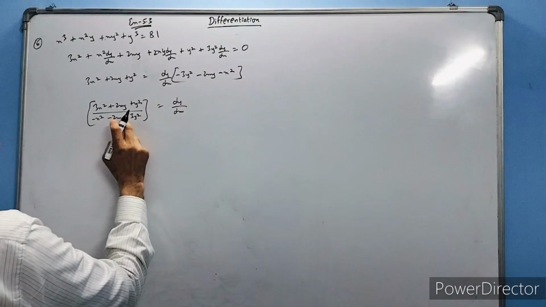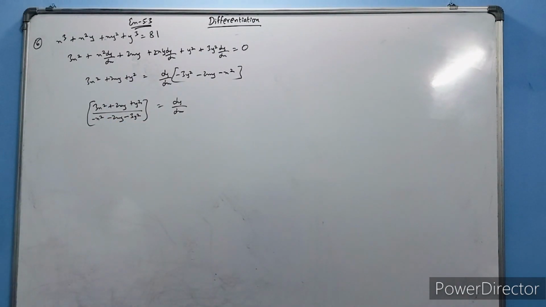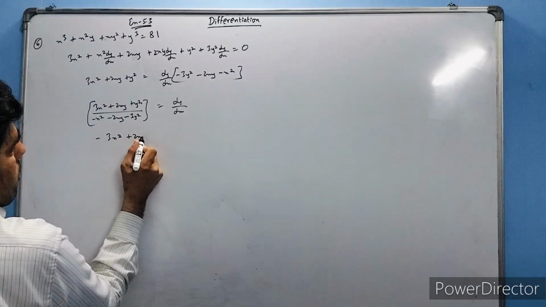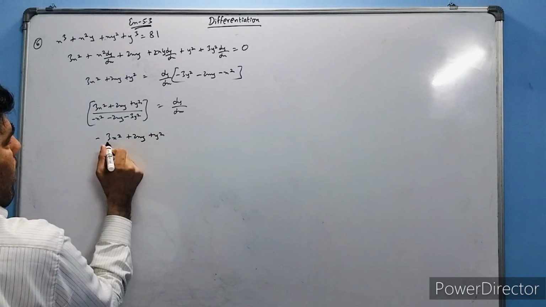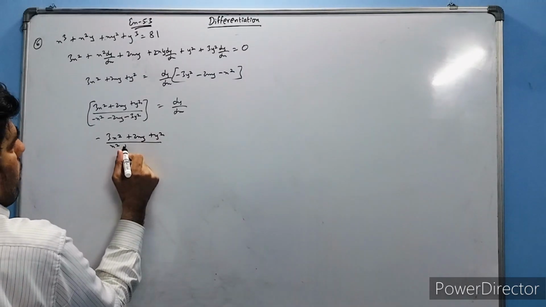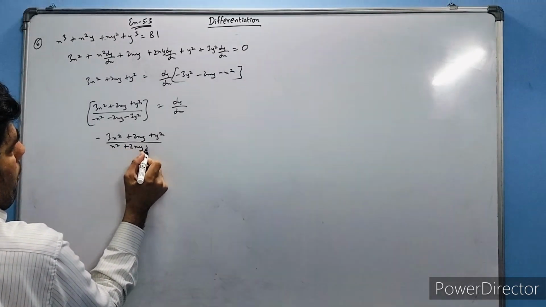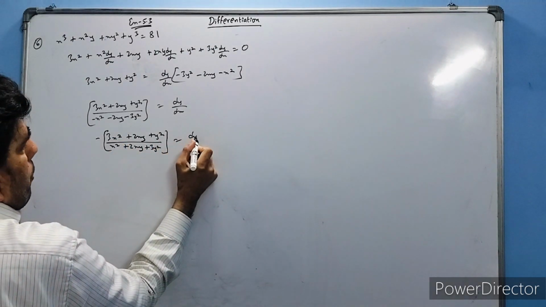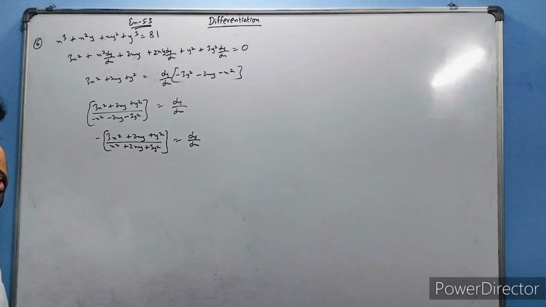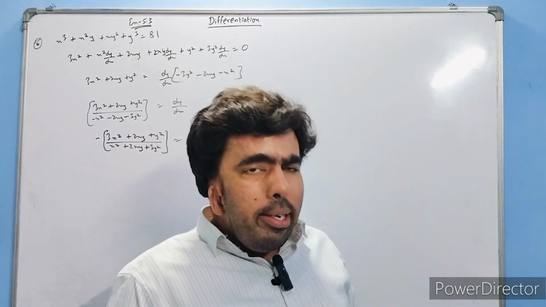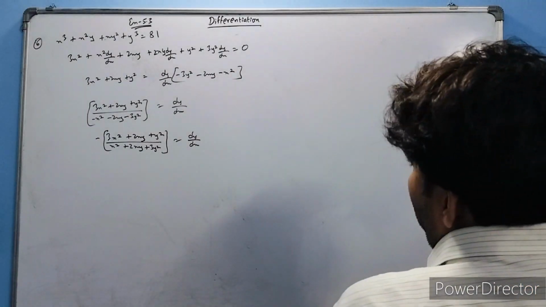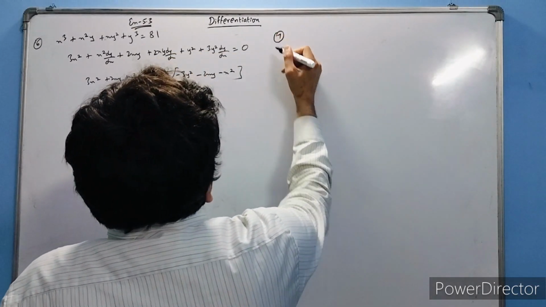So that is what we have here, that is minus. If I take the minus sign common here, I got 3x square plus 2xy plus y square upon x square plus 2xy plus 3y square is equal to dy upon dx. So that's how we try to differentiate the implicit function. Now we'll have the next question, that is question number 7.